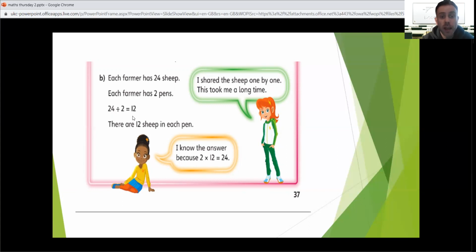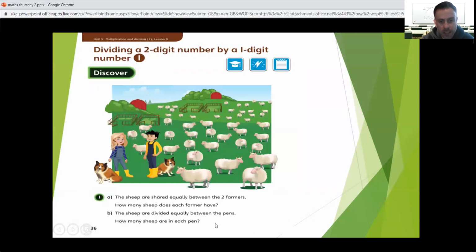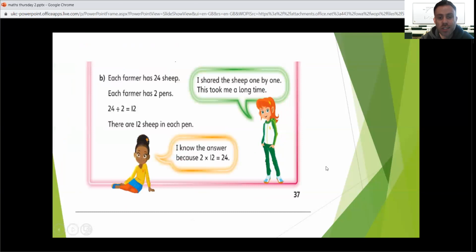4 divided by 2 is 2. 20 divided by 2 is 10. 10 add 2 is 12. That's a way you could work it out. I want to give you another option though, because it said there was 48 sheep and there were 4 pens. What you could do if you wanted was 48 divided by 4. Well done if you did that. If you do 48 divided by 4, you will still get 12 as your answer. So either way you did that is fine by me. Well done. Okay, moving on.